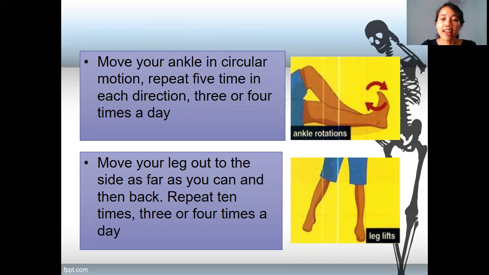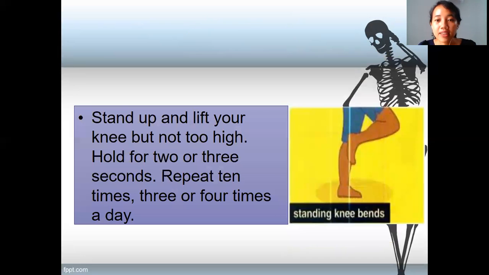And then leg lifts. Leg lifts mean that you have to do it when you stand up and then move your leg out of the side as far as you can and then back. You can see the picture, stand up and then move your leg, your right leg and then go back again.